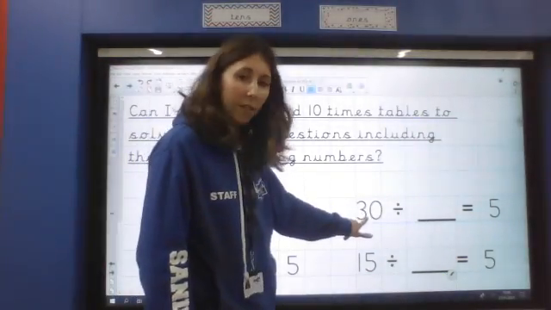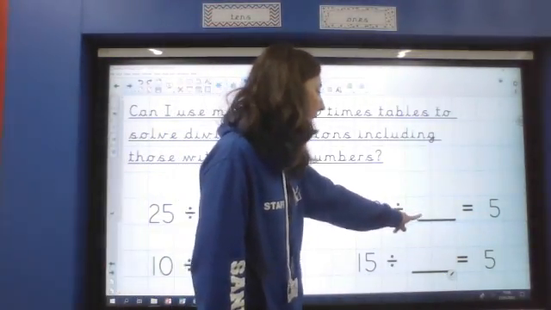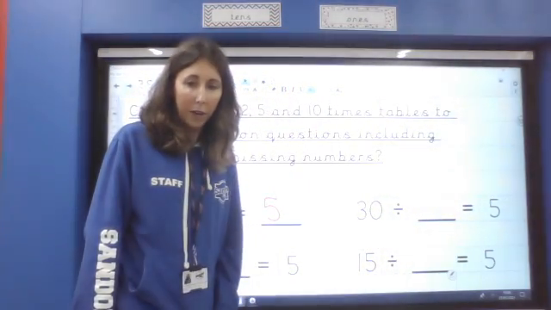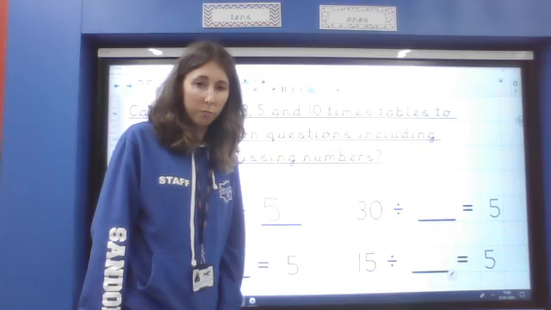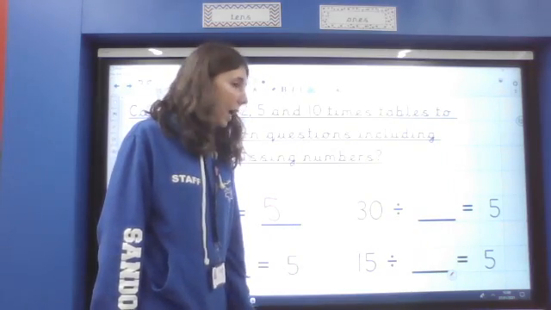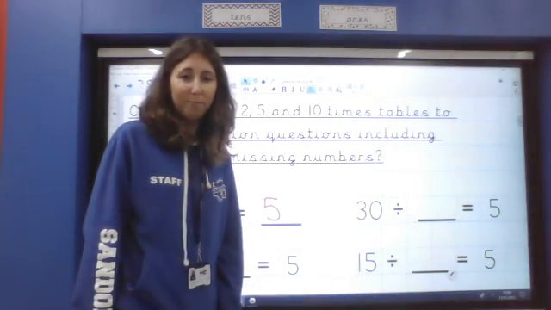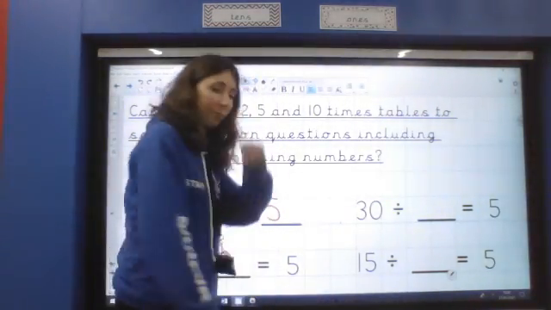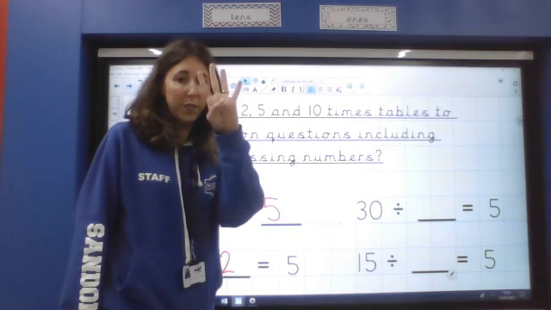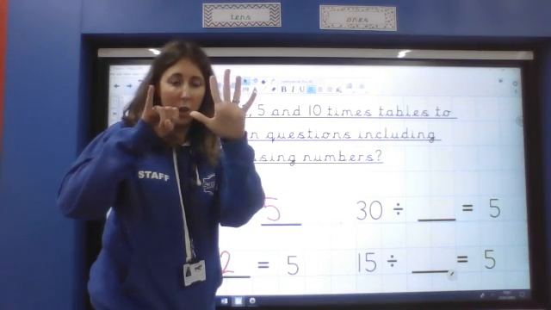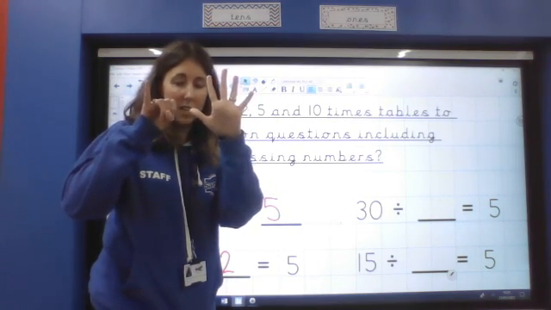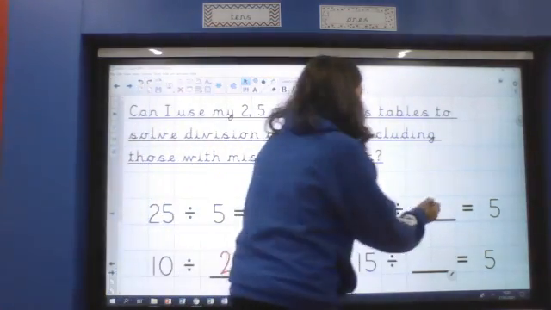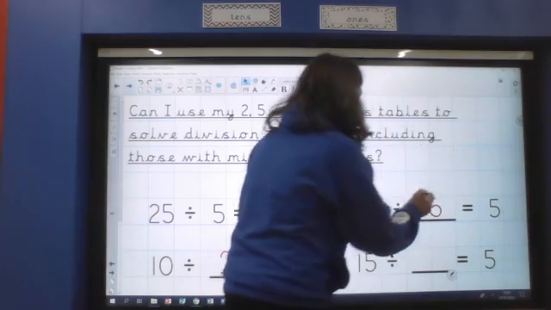This time, this one says 30 divided by something equals 5. Tell your grown up what you think we might do to work this one out. What are we going to count in, and how will we know when to stop? We're going to count in 5s until we get to 30. Let's have a go. 5, 10, 15, 20, 25, 30. We needed 6 lots of 5 to get to 30. So our missing number is 6.